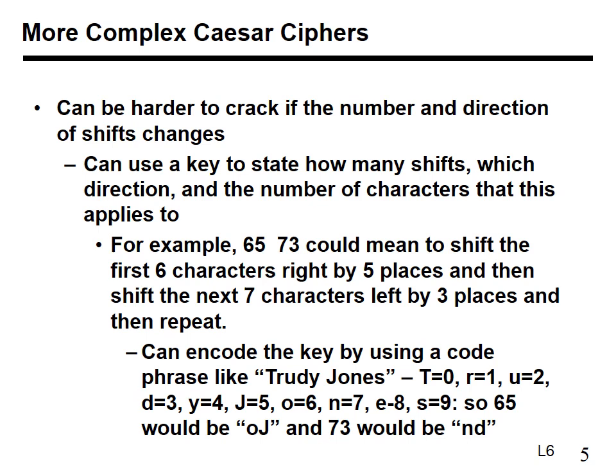We could be even trickier if we hide the key. So we can choose a phrase, something like Trudy Jones. Trudy Jones has 10 different characters in it. So we can map each letter to a number. So take the first letter, a T, we can make that a 0. The R becomes a 1, the U becomes a 2, the D becomes a 3, the Y becomes a 4, the J becomes a 5, and so on. So for instance, 65 would become O, J, and 73 would be N, D.